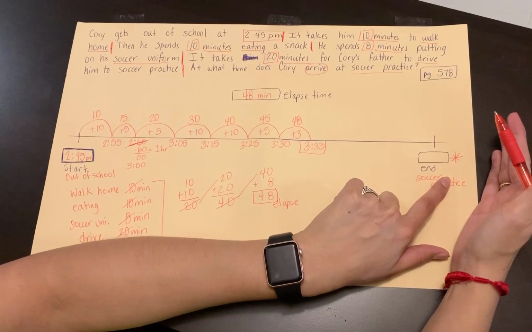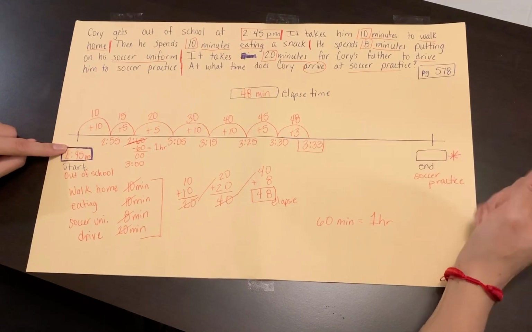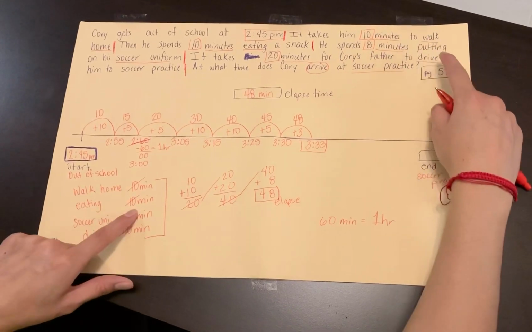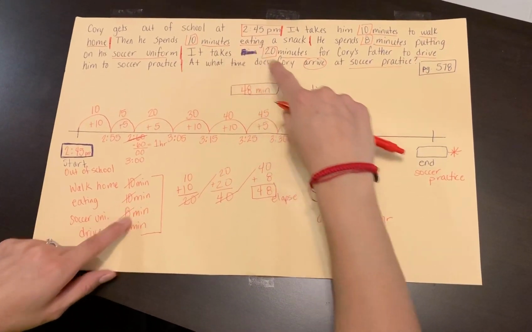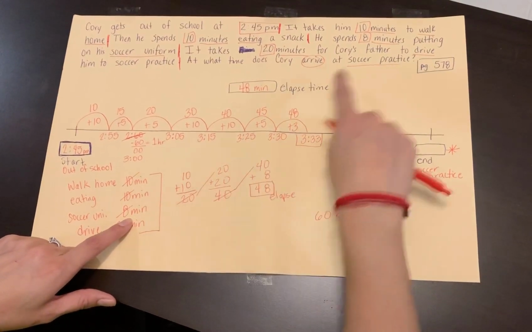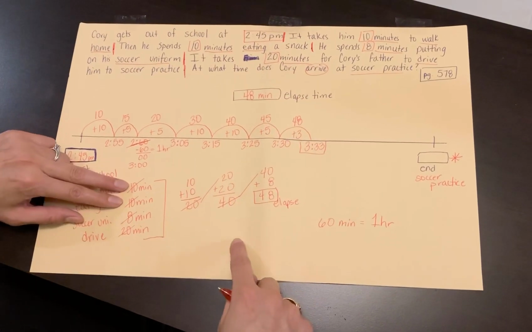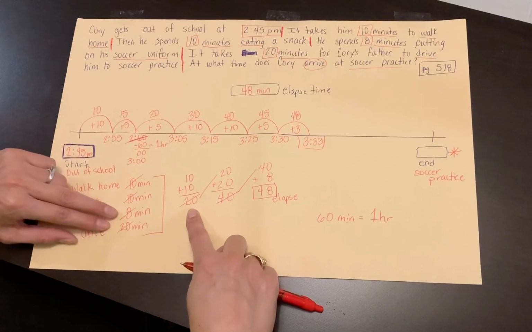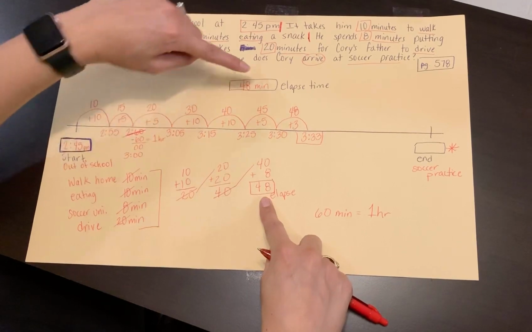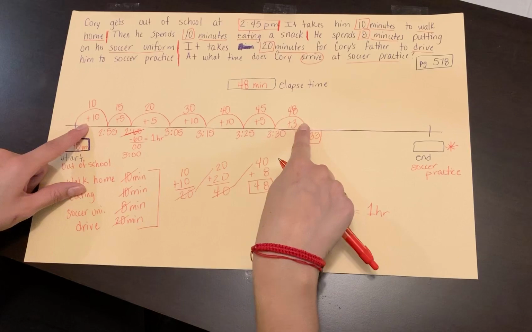So we're going to go back and check. He got out of school at 2:45. The activities he did were walk home 10 minutes. He ate a snack for 10 minutes. He put on his soccer uniform, 8 minutes. And then the drive to soccer practice is 20. We added the parts. 10 plus 10 is 20. 20 plus 20 is 40. And 40 plus 8 is 48. That's our elapsed time. We have to make sure that this is 48 minutes.